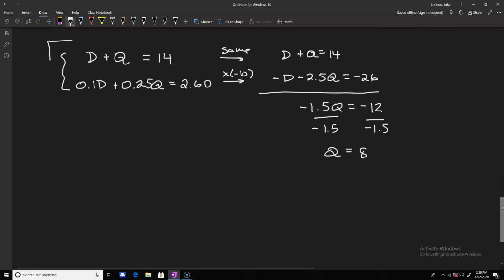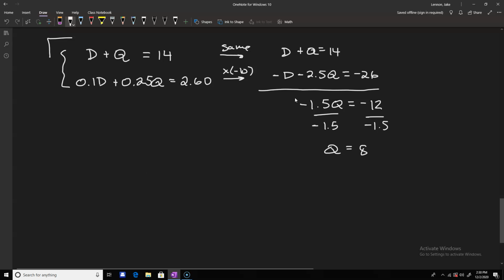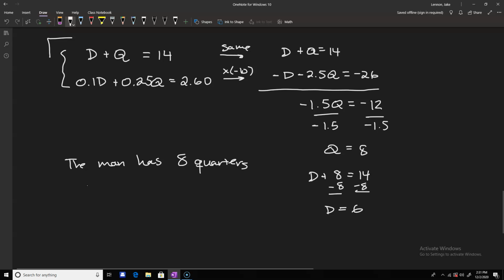So note, that's pretty easy. We know that 8 quarters amounts to $2. So we know dimes are basically going to be 6, or we could plug it back into D plus Q equals 14, which is D plus 8 equals 14. So we can subtract 8, and we see that there should be 6 dimes. So the man has 8 quarters and 6 dimes. And that's it for this word problem.